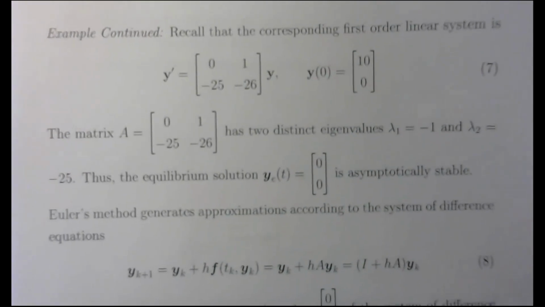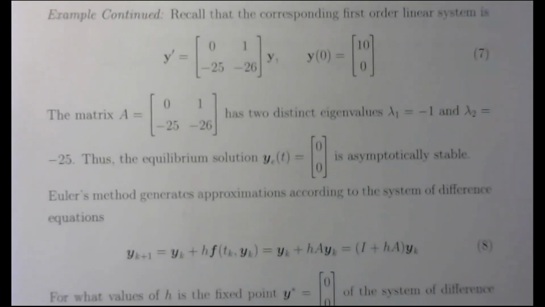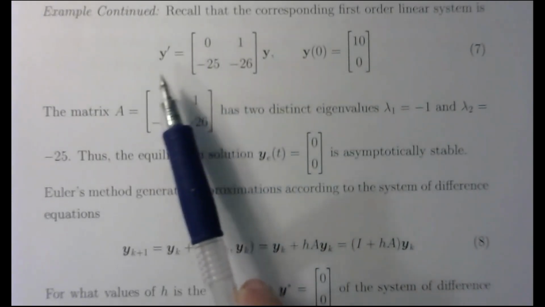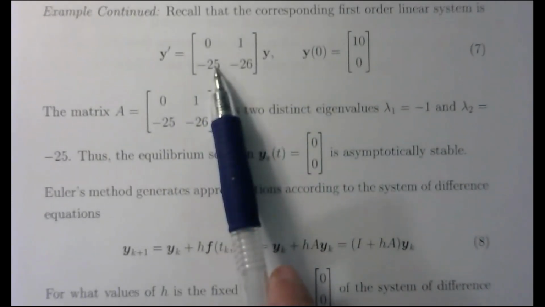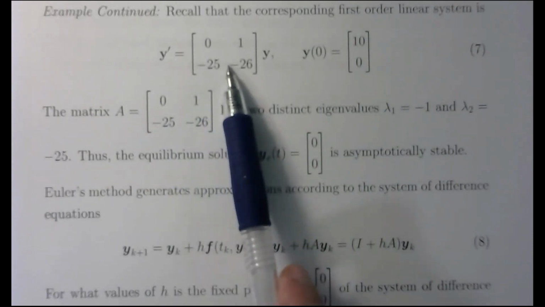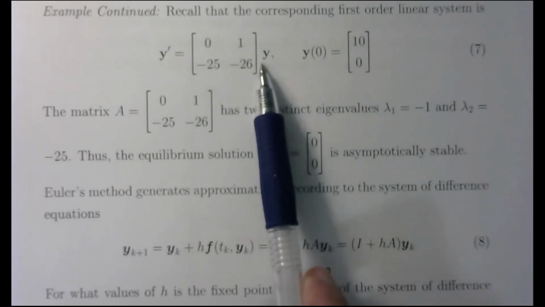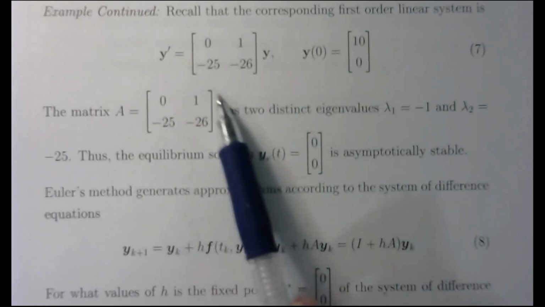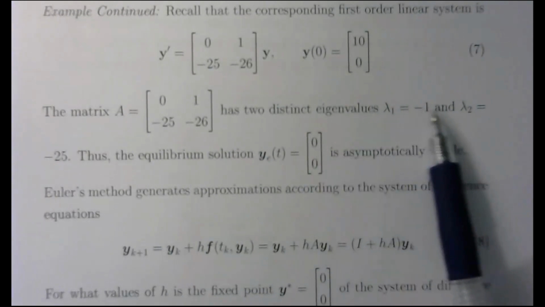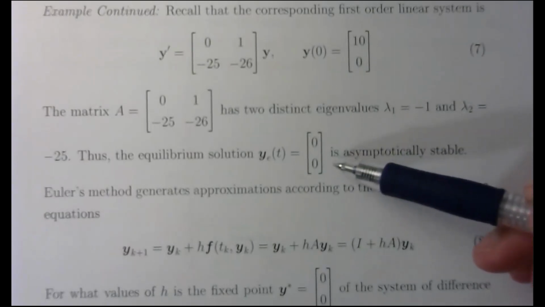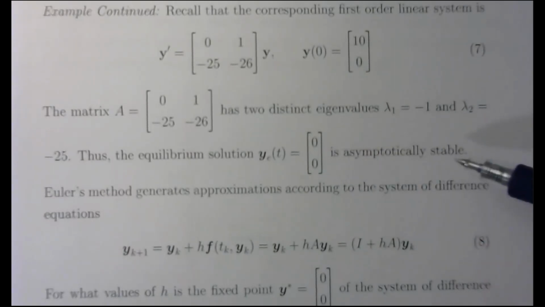Because if I look back, so now I'm on page 8 of the notes, if I look back at my original system, this was y prime is equal to Ay, right? Linear system should be very, very straightforward because I have this matrix, 2 distinct eigenvalues, and they're both negative. So in continuous time, I should have that the equilibrium at the origin is asymptotically stable.